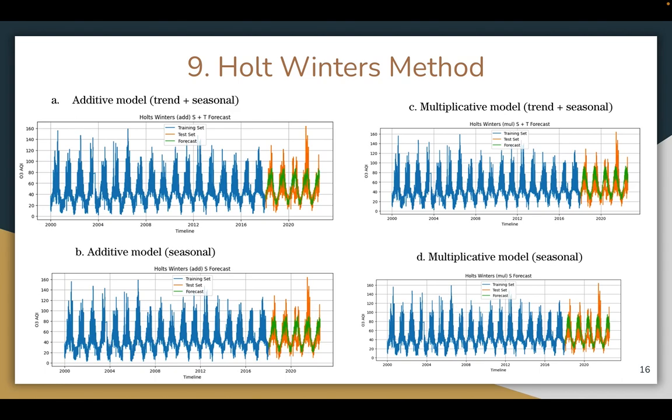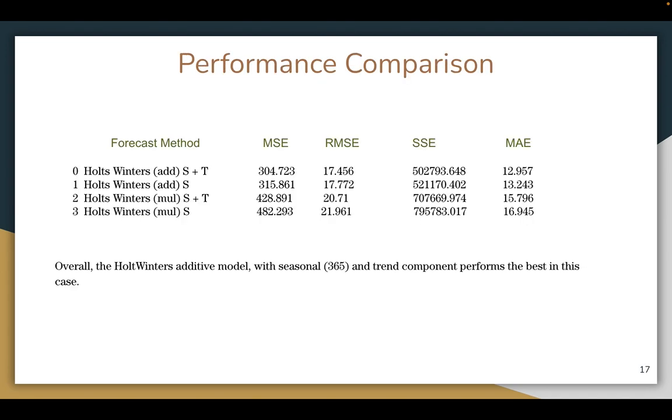From the plots, I can see that the seasonality trend and the forecast are matching to some extent. This is a performance comparison, and from the value of RMSE, I can say that the Holt-Winters additive model with seasonal and trend component works best for us.